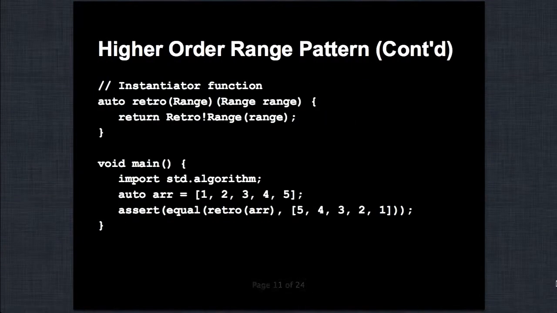So here's an example of using this. We have, of course, an instantiator function. This time we do the instantiator function the opposite way. We specify the return type explicitly in the body and return auto, because D allows automatic inference of return types. And so we create an array of numbers from 1 to 5. We pass it to retro, and we test using standard.algorithm.equal, which tests element by element equality of ranges, that it's equivalent to 5, 4, 3, 2, 1, the range in reverse.